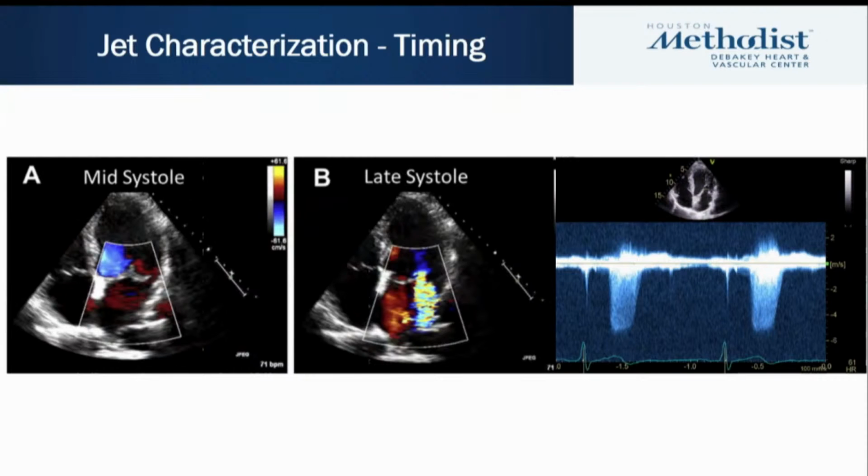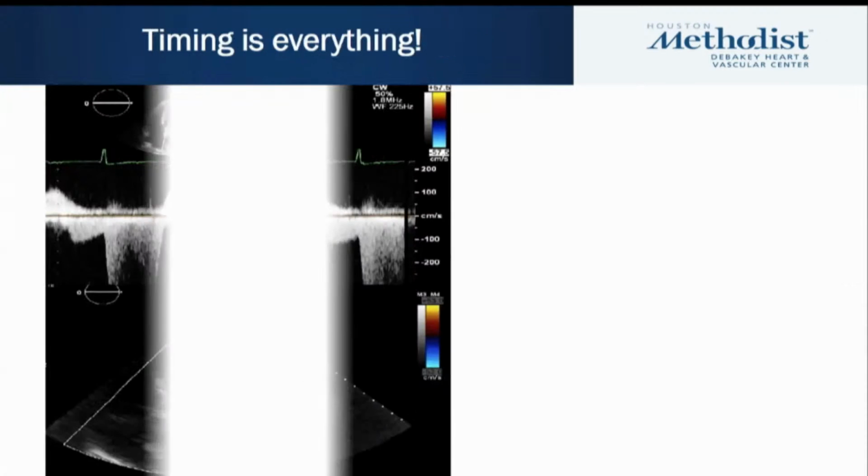In cases of prolapse, your jet can be happening in late systole. So you don't see any regurgitation here in early systole or mid systole, and then you can see the jet here in late systole. And again, this is a continuous wave Doppler example of that late systolic jet.